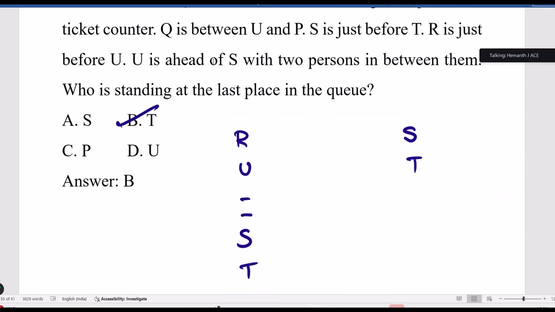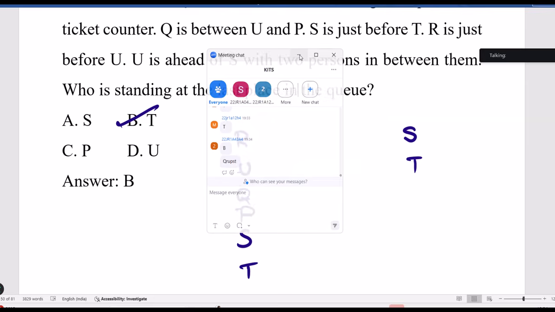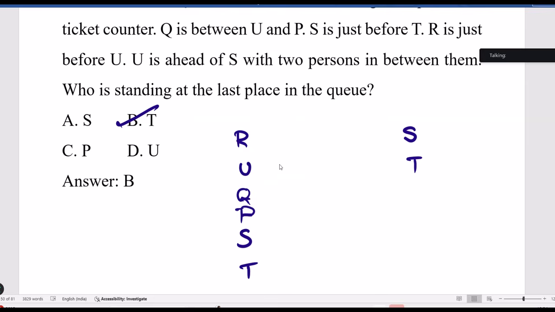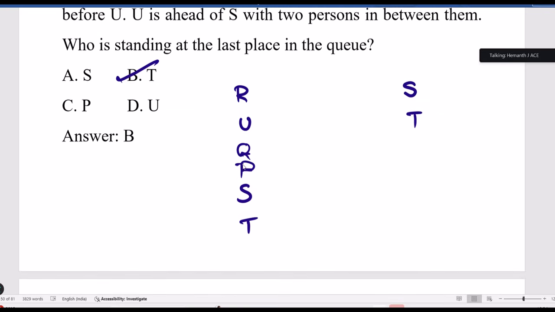Then I can say, and there is one more statement. Q is between U and P. That can be used here. Q is between U and P. Q there, P here. That's the entire scenario. But still, they're asking for the last person. That can be 100% decided. T is the last person. It's RU, QPST. It's not QR, RU.